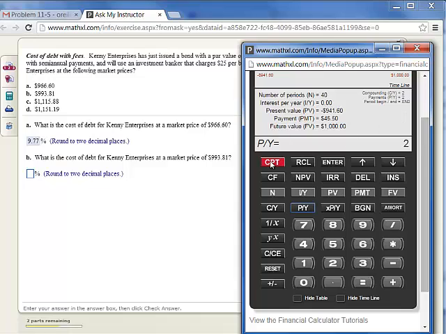Now we press CPT for compute, I over Y, and we get 9.77%, which is the correct answer for my finance lab. Your challenge now is to complete parts B, C, and D.